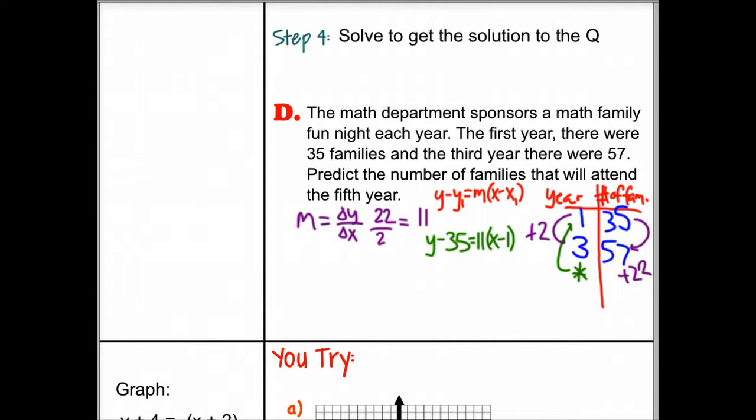Now we want to write it as y equals mx plus b. So what we do is distribute this through. So we have y minus 35 equals 11x minus 11. And we add 35 to both sides. So what we get is y equals 11x plus 24.